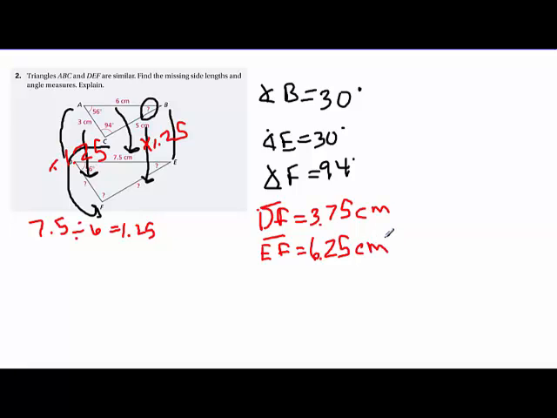There we have it. We have found, in just a few simple calculations, all of the missing side lengths and angles in those two triangles.